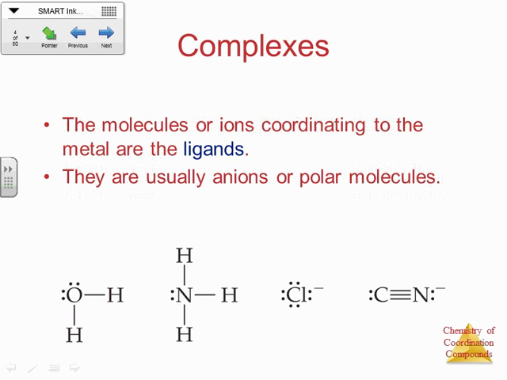So they're usually anions or polar molecules, and they always have lone pairs of electrons because ligands are what we call Lewis bases. Have we? I never can remember from year to year. Have we talked about Lewis acids and bases this year? Okay. So this idea, it's not that complicated of an idea.